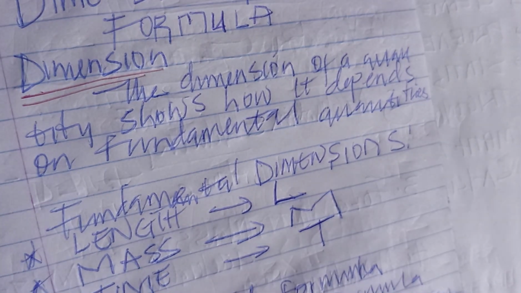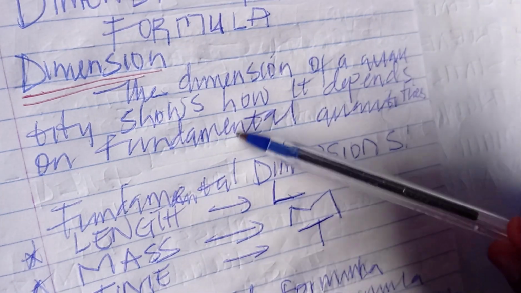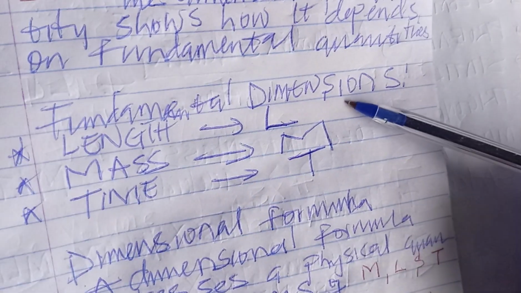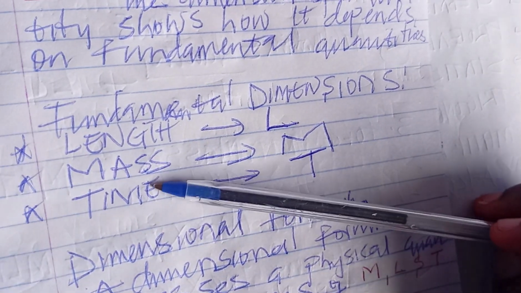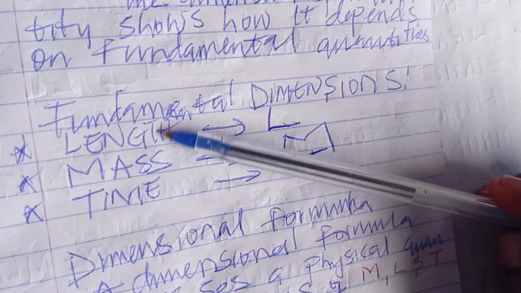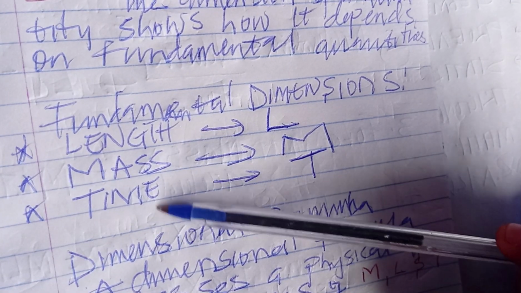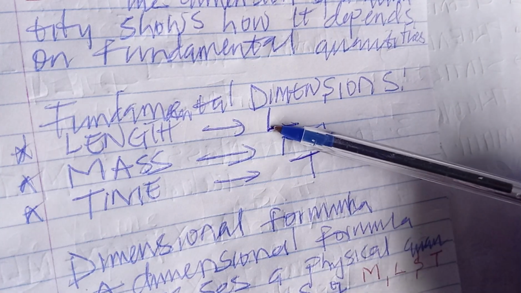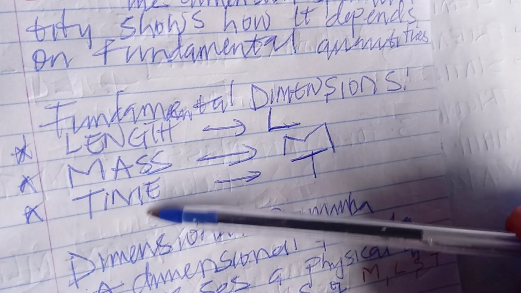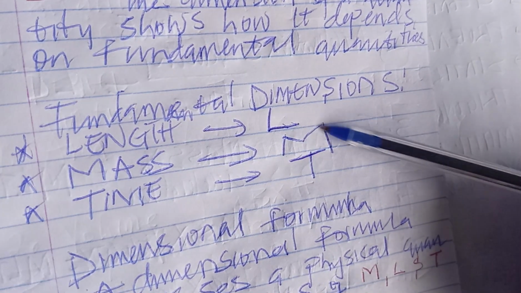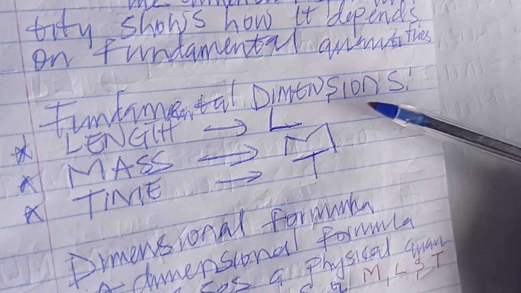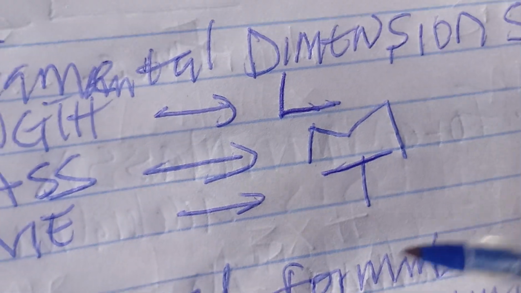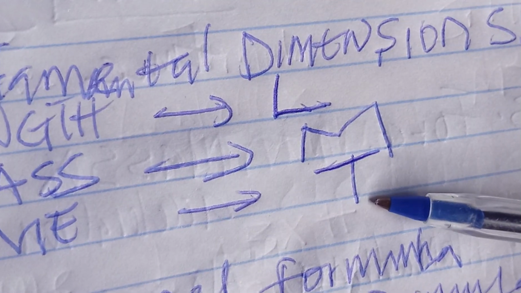Dimension. The dimension of a quantity shows how it depends on fundamental quantities. The fundamental dimensions we know include length, mass, and time. Length does not have any derivative. The dimension of length is L. The reason I'm writing this L very well is so that it will be clear to you. And mass is M. And time is T.